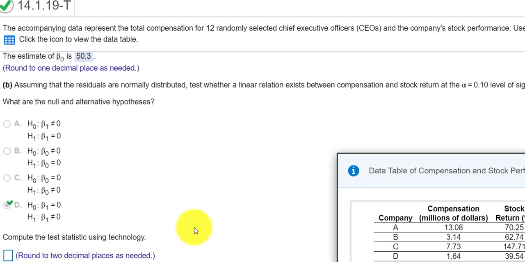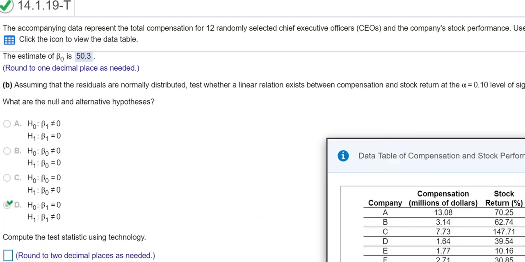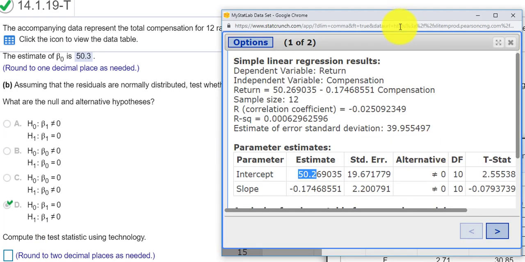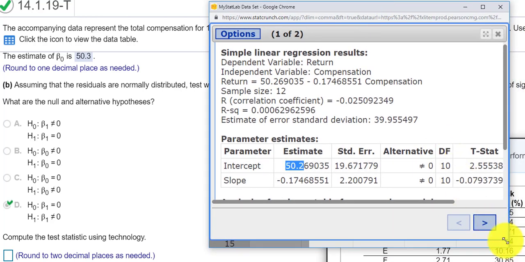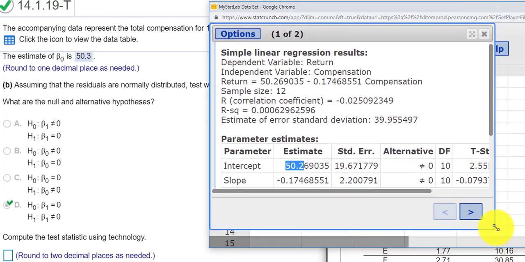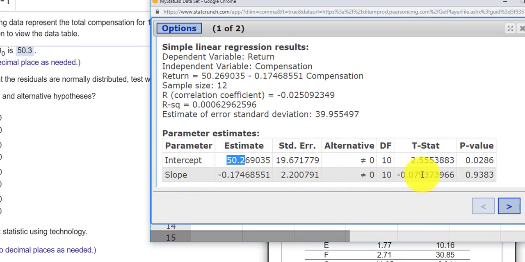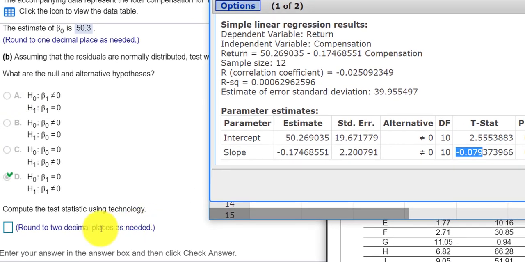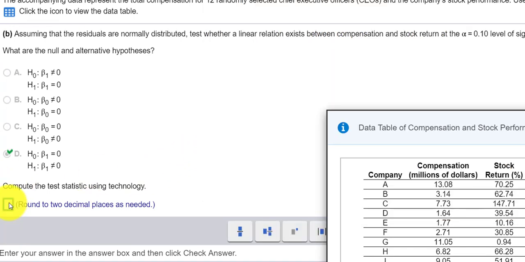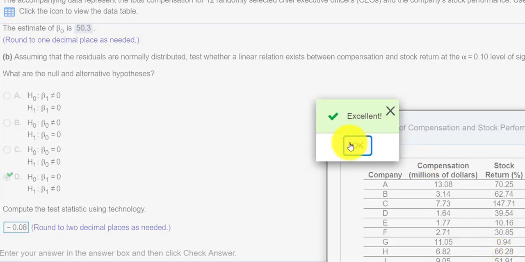Next, it says compute the test statistic using technology. Okay, I think we've already done that as well. Let's take a look. Yeah, look at this, inside our window, it says t-stat, right? For the slope, we're looking at this value here. Oops, went too far. It says go to 2 decimal places, so I have to round this to 0.08. StatCrunch is very picky about your rounding. I press check answer. We're looking good.